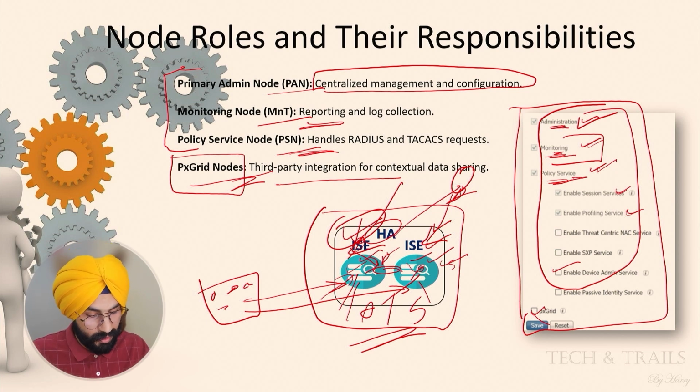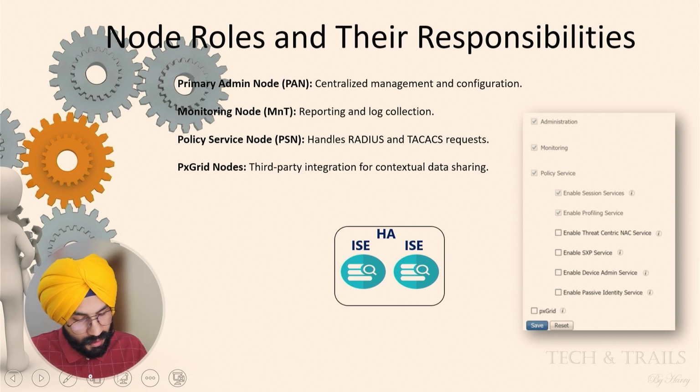Third one is PSN. PSN services will also be enabled on both nodes. The IP addresses will be used on the switches for RADIUS or TACACS services. For device admin, if it is required, we can use both. So this was the HA setup.